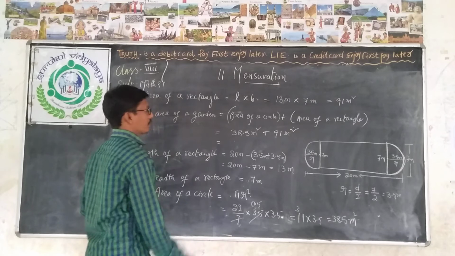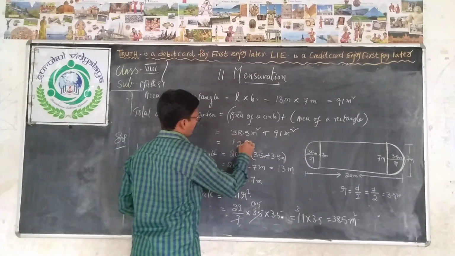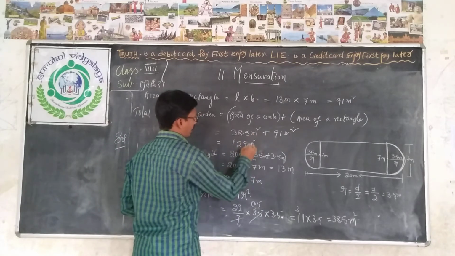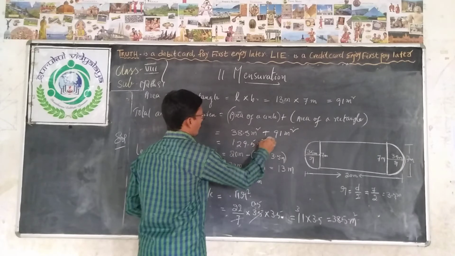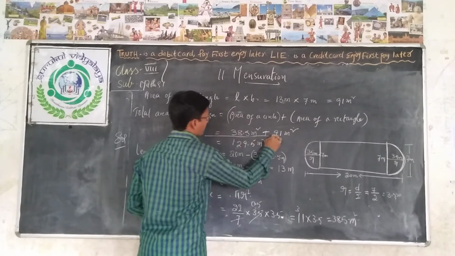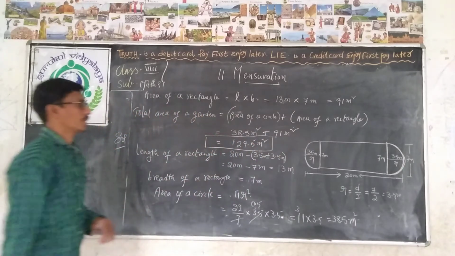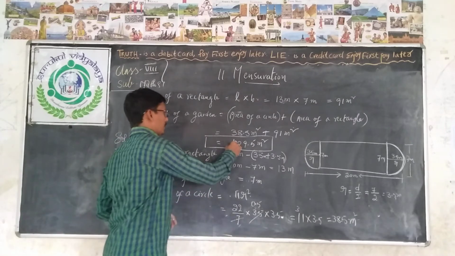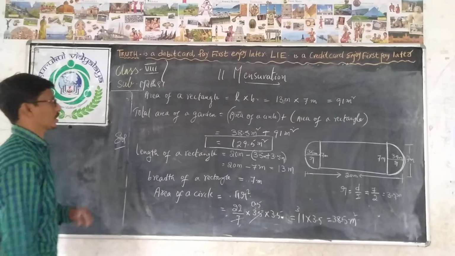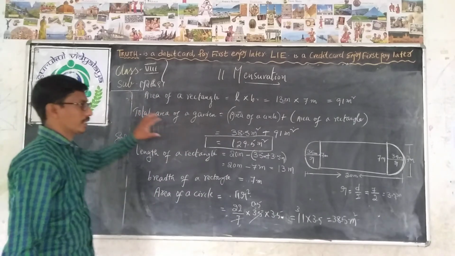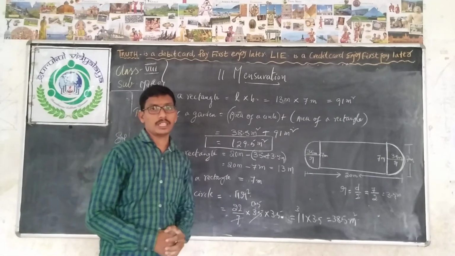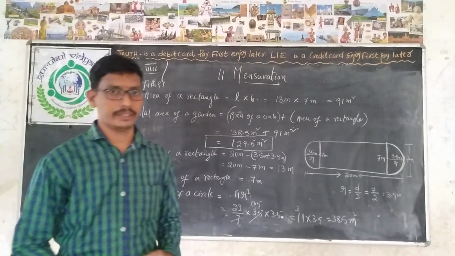How much is it? 129, and 0.5 is the remainder. So 0.5 square meters, which makes 129.5 square meters. Children, understood? So the total area of the garden is 129.5 square meters. So the area is completed.